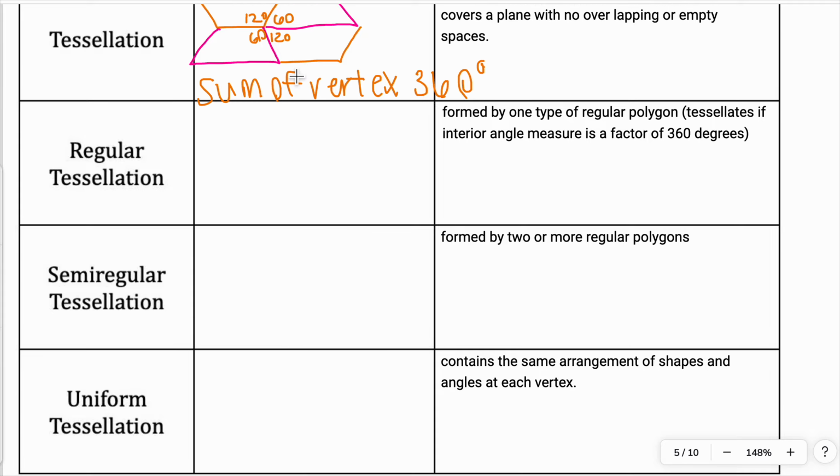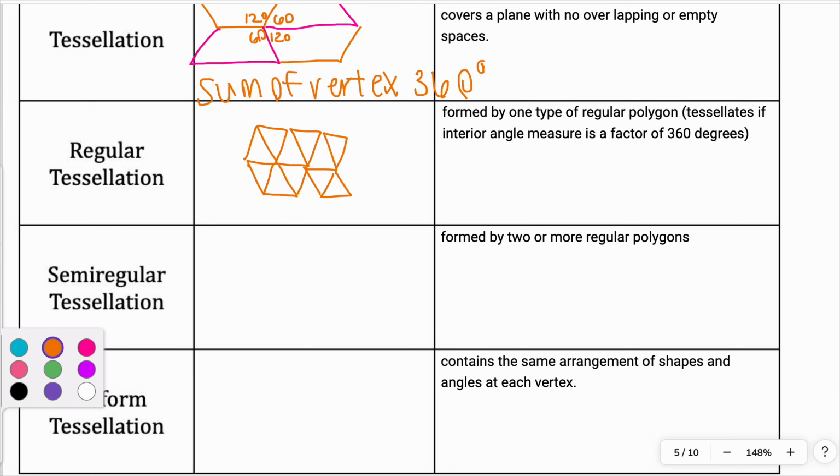A regular tessellation is formed by only one type of regular polygon. The example I used here was some triangles. Specifically, when we think about these angles, they're coming together and making 360. So 60 times 6 of those is giving us 360 degrees.